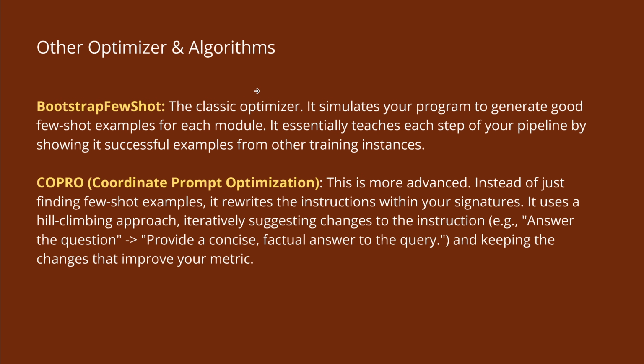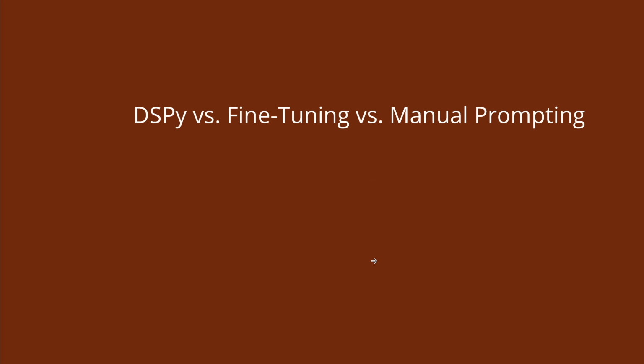MIPRO is just the most complex one. There are other optimizers and algorithms, like few-shot or coordinate prompt optimization. These are all simpler, and you can just have a look at them. DSPy is in a beautiful in-between of fine-tuning, manual prompting, and in-context learning.